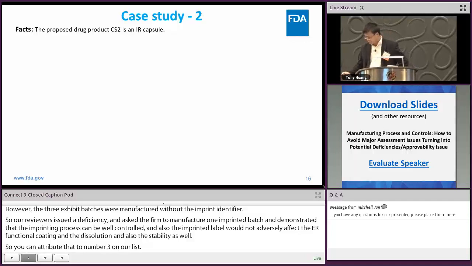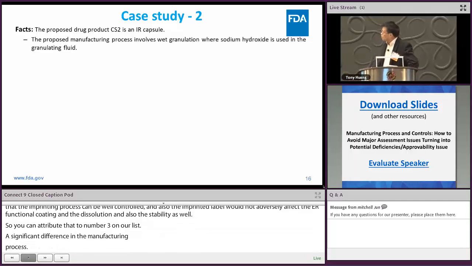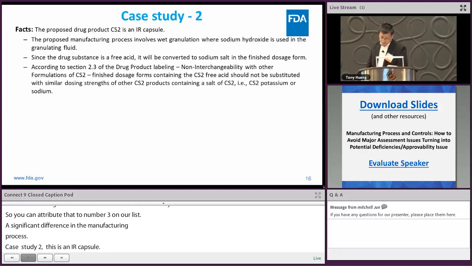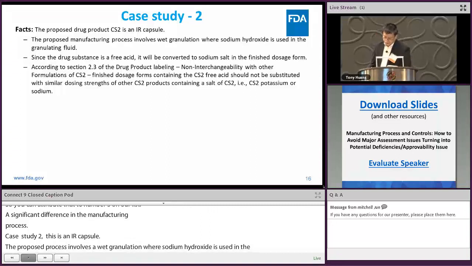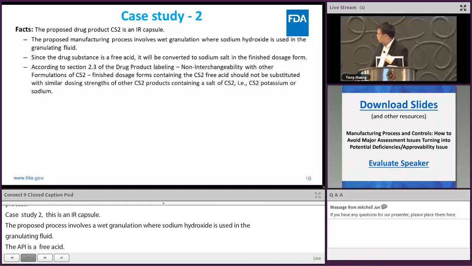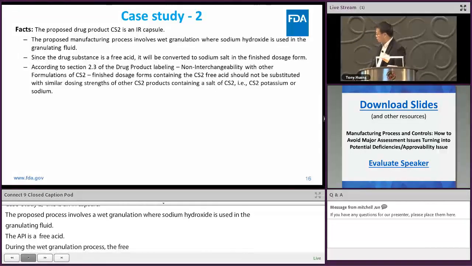Case study number 2. This one is very funny. This is an IR capsule. The proposed manufacturing process involves a wet granulation where sodium hydroxide is used in the granulating fluid. And the API is a free acid. So during the wet granulation process, the free acid will convert to salt form and that will end up in the finished drug product. So based on the drug product labeling, they're not interchangeable.